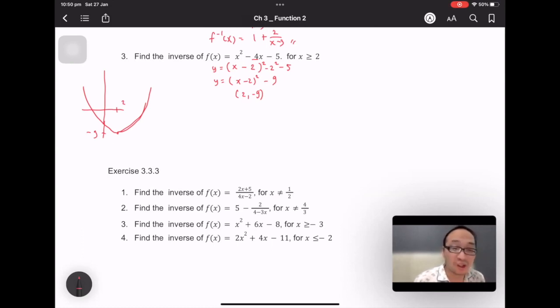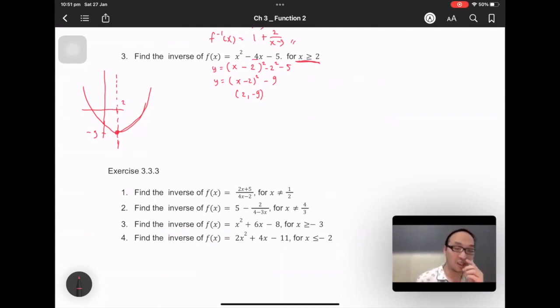So we cannot find the inverse function for a many-to-one function. Quadratic is a many-to-one function. But if we restrict the domain, we can change this many-to-one function into a one-to-one function. So the domain is limited only to x greater than or equal to 2. From the vertex, this is the line of symmetry. This is the vertex. Now I restrict the domain only for x greater than or equal to 2.